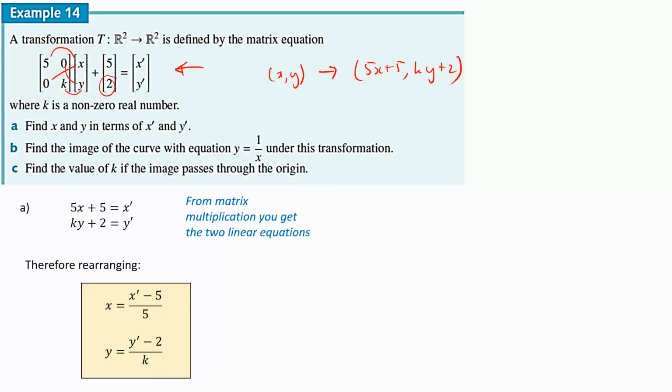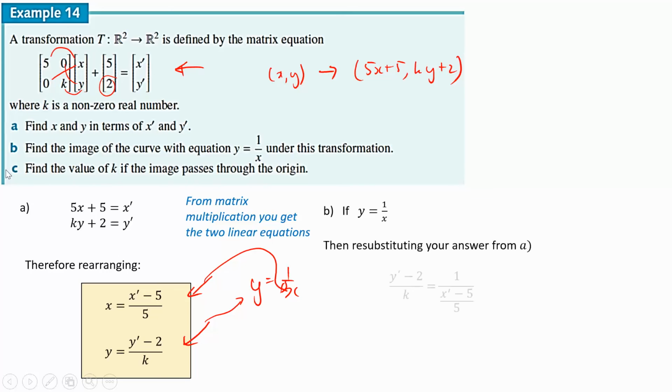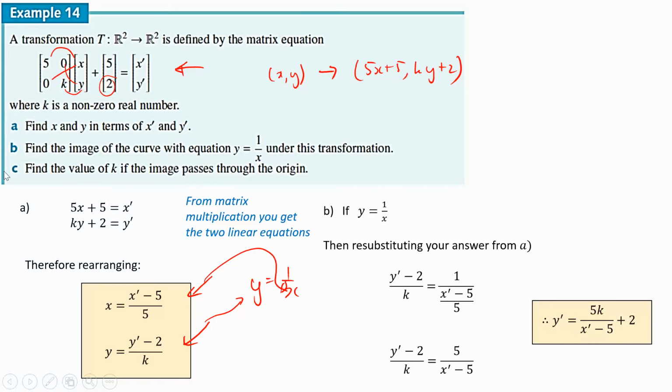And the question says find the image of the curve if you have y equals 1 on x. Well, we already found out what x is, we found out what y is, and the equation is y equals 1 on x. So all you're doing is replacing those x and y's to find your new equation. That's what Transformations Chapter 3 was all about. Yeah? So that's all I'm going to do. I'm going to say resubstitute your answer from A, and you put it all together, and you get your new transformation equation.